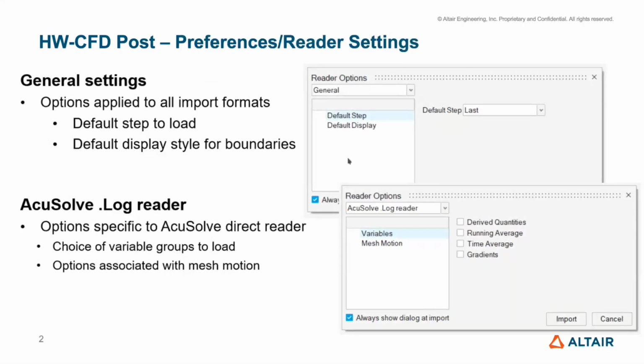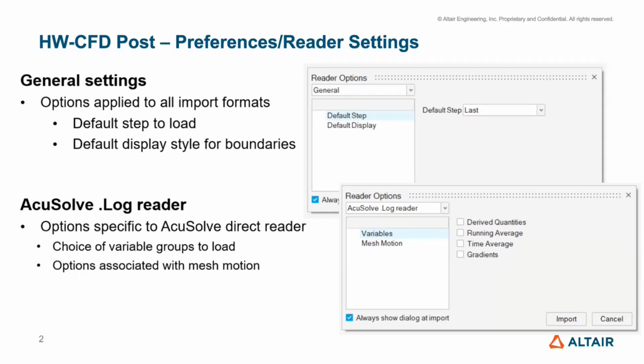So the first new feature that I want to talk about is the ability to set preferences when reading data into HyperWorks CFD Post. This is one of the features that has been requested for quite some time now. The most common use case is when you're reading AcuSolve data, people want to be able to access the extended output variables, things like derived quantities, running average, gradients, time averages. In the past, it was a very cumbersome workflow to access those. You had to create an AcuSim CNF file, and you weren't sure where that file was being read from. So we've added this new option into the GUI that allows you to set some of these preferences.